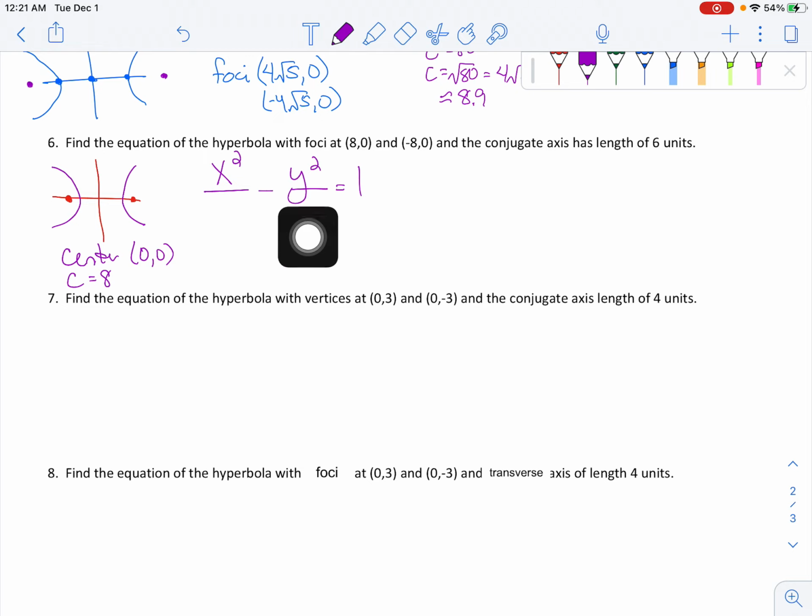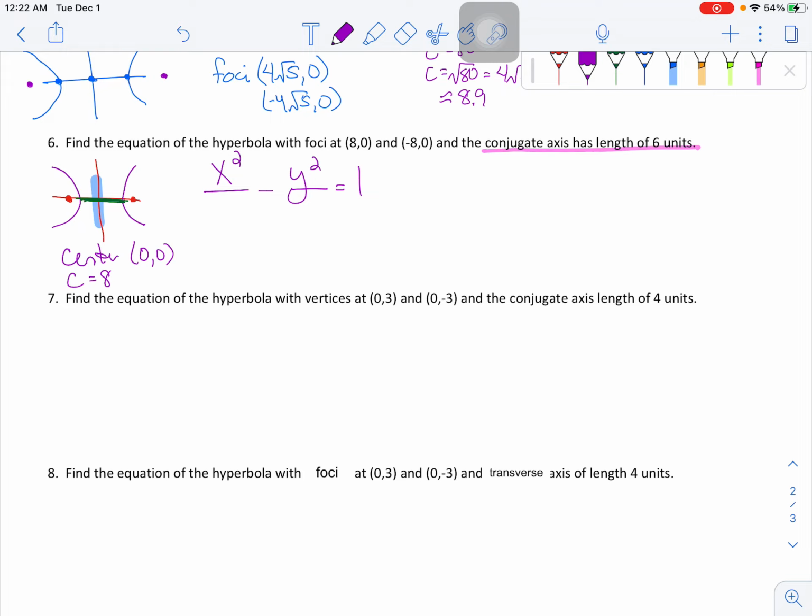And what I need to figure out is what is going to fill in these two denominators, okay? So I am going to have to figure out this transverse axis right here, and separately, I'm going to have to figure out something about my conjugate axis. Now, conveniently, the conjugate axis is actually given to you, all right? It says specifically the conjugate axis has length of 6 units.